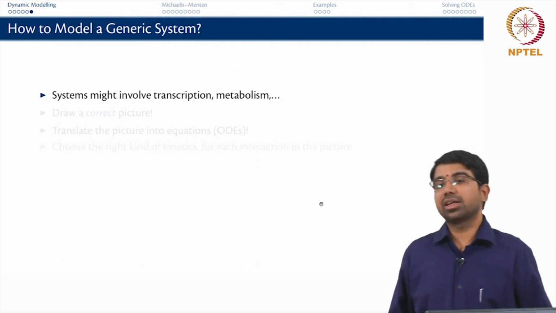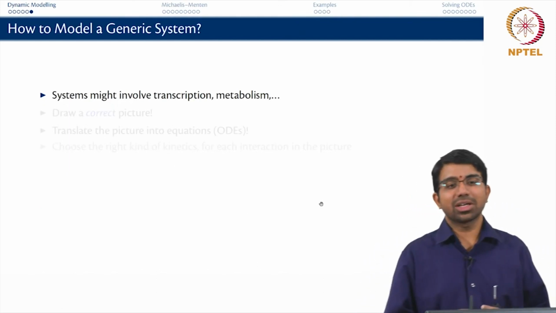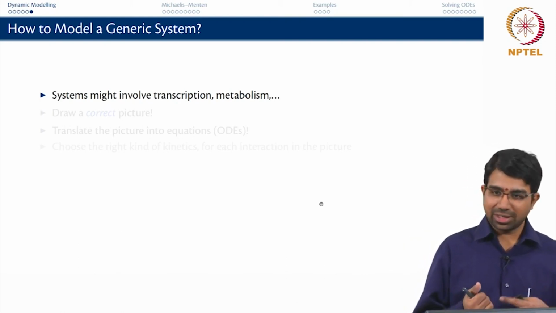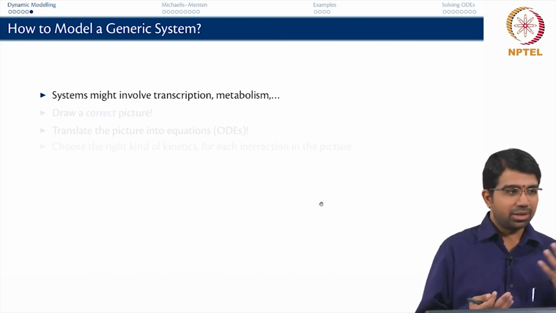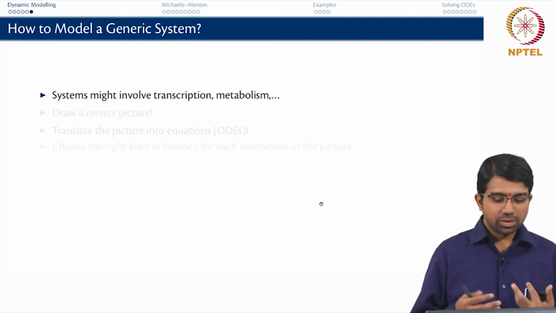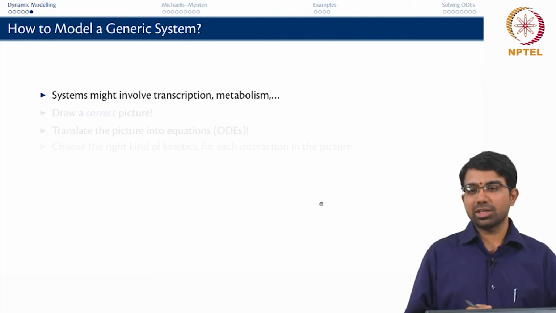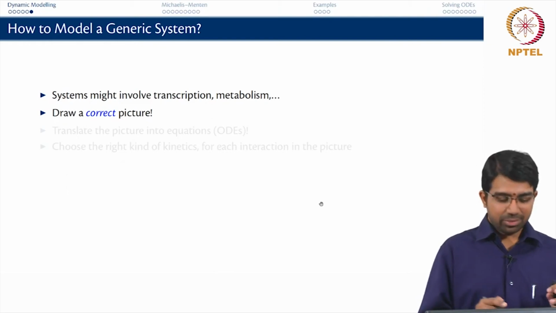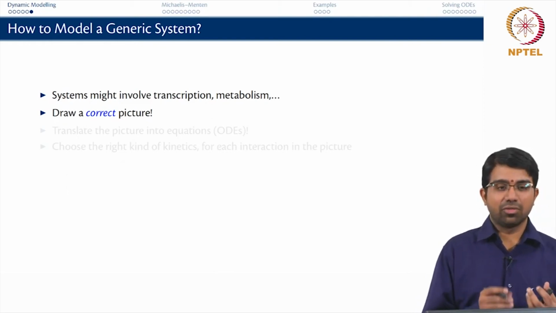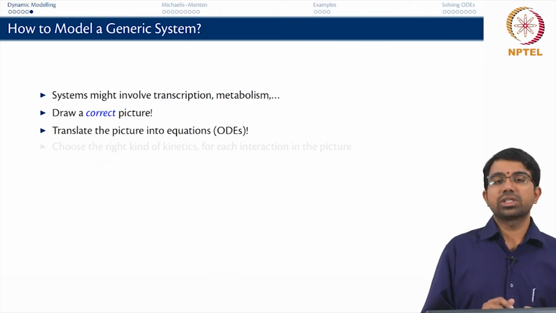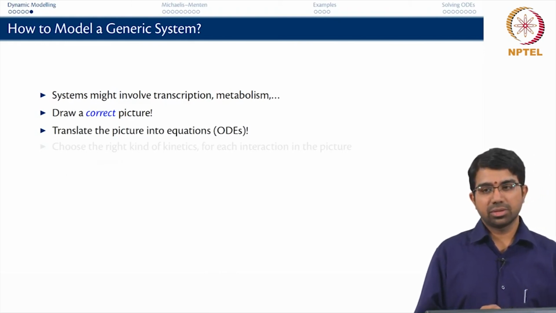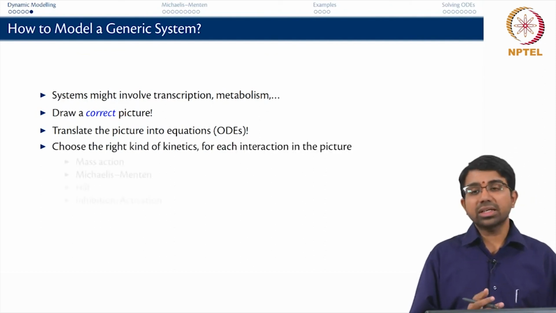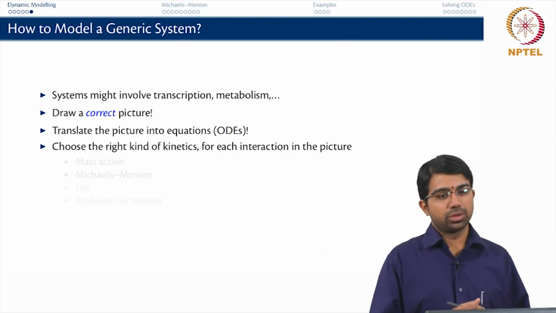So how do you model a generic system? Because we are talking about in general modeling biological systems, so they may involve multiple things like transcription, translation, signaling, metabolism and so on. So how would you model such systems? You need to first start with potentially a correct picture, or rather the whole set of interactions that are involved, and then translate these pictures into differential equations, mostly ordinary differential equations. Choose the right kind of kinetics for each interaction that you might have, right.